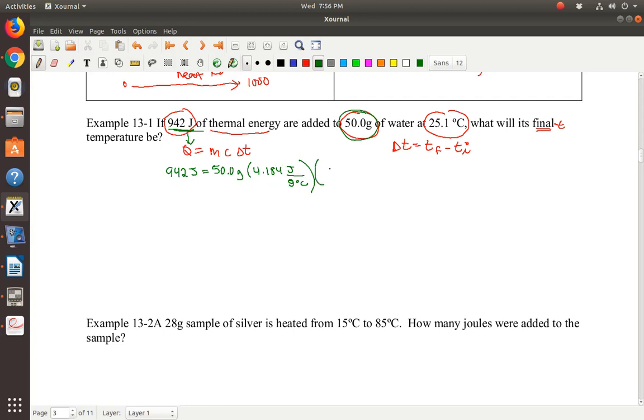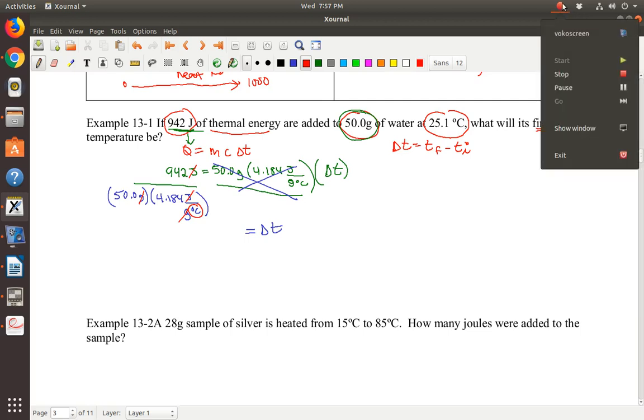All right, now delta T. I'm going to calculate the change in the temperature first, because that's the only thing I'm missing here. So I'm going to stop for a minute and solve for delta T. You just have to divide both sides by 50 grams and by 4.184 joules divided by grams degrees Celsius. And that means this will go away, and that's going to be your delta T. Notice the grams cancel and the joules cancel. So degrees Celsius is the only thing you have.